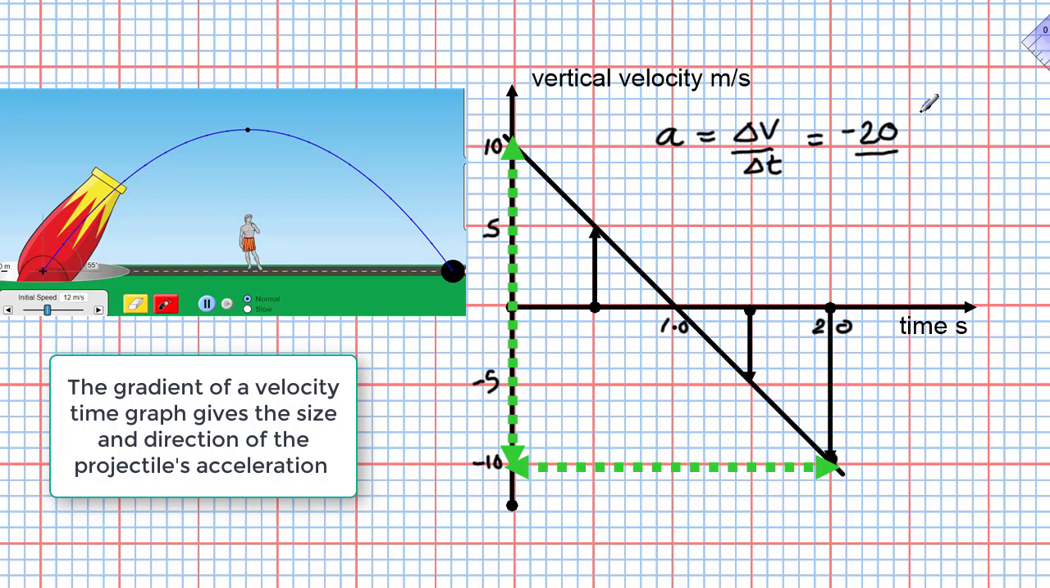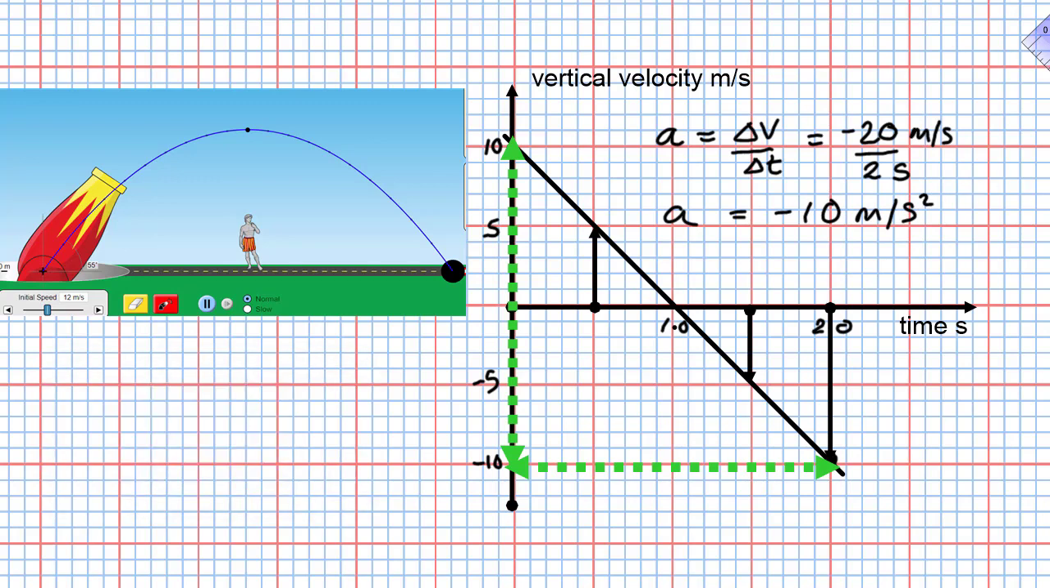What about the change in time? The change in time goes from 0 up to 2 seconds. So we only have 2 seconds for a change in time. So we have a change in velocity of 20 meters per second downwards and a change in time of 2 seconds, and therefore the acceleration comes out to be minus 10 meters per second every second, which is very close to the value of the acceleration of gravity.